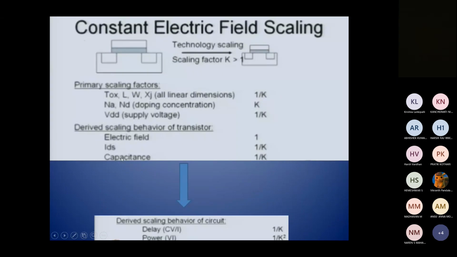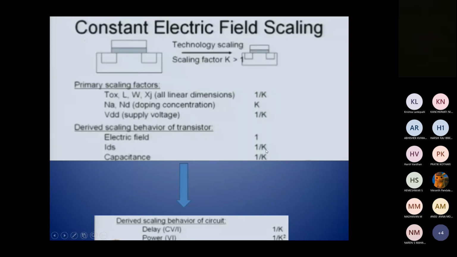Capacitance has to be reduced by K, and some of the derived scaling behavior of the circuit, like delay, is nothing but the CV divided by I. So that is also reduced by K, and power, which is nothing but the product of voltage and current, has to be reduced by K square. So these are the things you should remember if we want to apply constant electric field scaling.